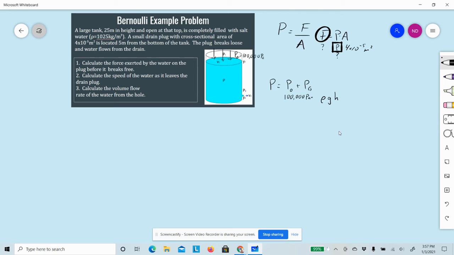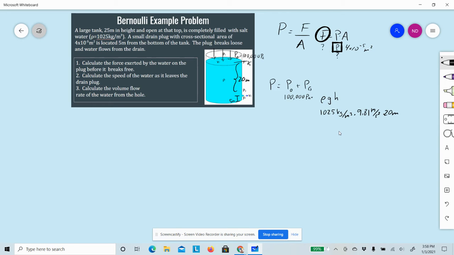Rho for salt water is 1,025 kilograms per cubic meter. G, we're on planet Earth, 9.81 meters per second squared. And h, here's a little tricky. This was 5 meters up from the bottom. This whole thing was 25 meters high. So that means the height of water stacked on top was 20 meters.